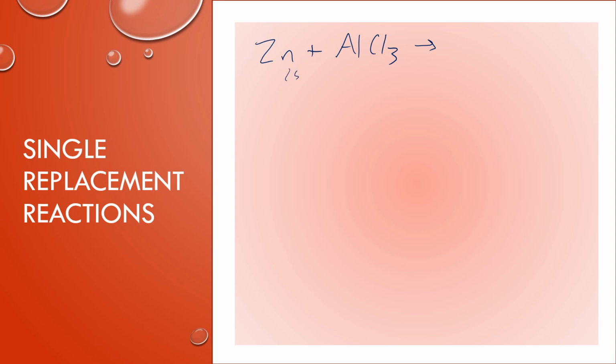And so this is our solid zinc and our aqueous aluminum chloride. The metal by itself in that reaction needs to be more reactive than the metal that's in the compound. So the neutral one has to be more reactive than the ion version of the metal in order for that to work and transfer the electrons. Now in this case, if we use our activity series, zinc is further down. This one is less reactive, aluminum is more reactive. So in this case, there would be no reaction observed.